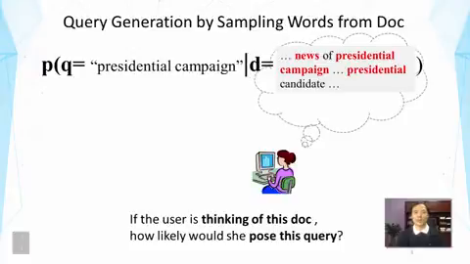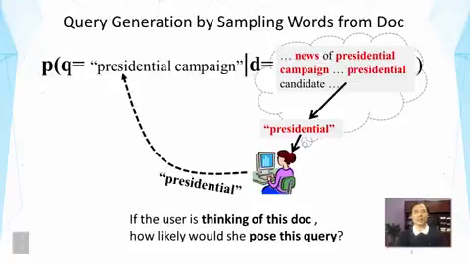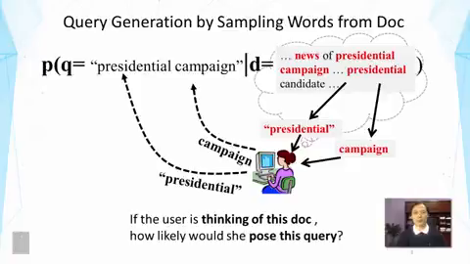So we can imagine the user could use a process that works as follows, where we assume that the query is generated by sampling words from the document. So for example, a user might pick a word like presidential from this document and then use this as a query word. And then the user would pick another word like campaign, and that would be the second query word. Now, this of course is an assumption that we have made about how a user would pose a query.